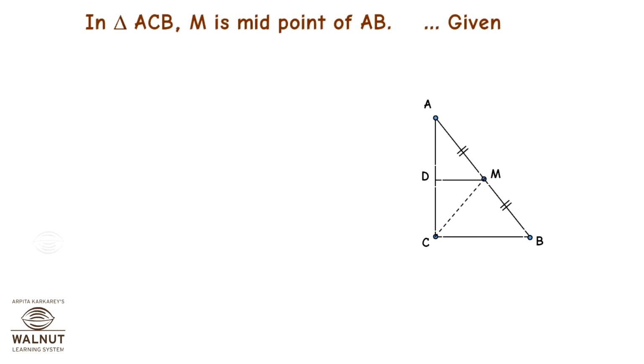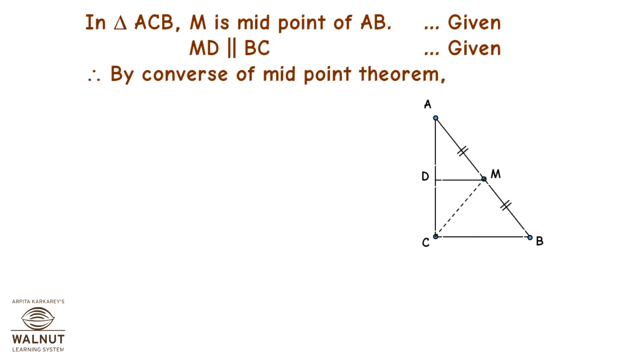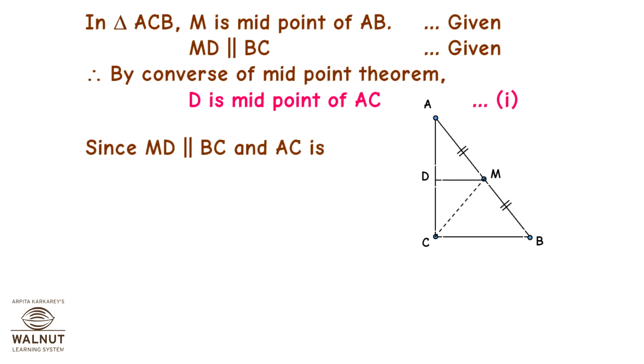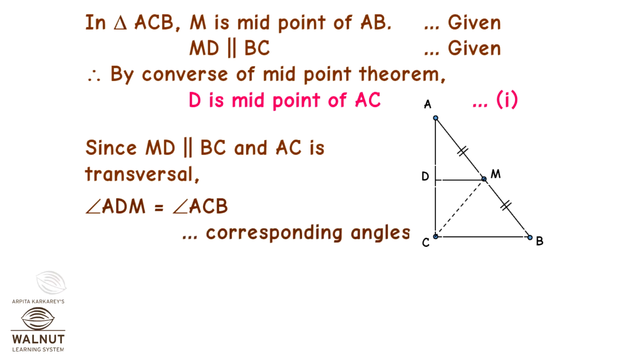In triangle ACB, M is the midpoint of AB, given. MD is parallel to BC, given. Therefore, by converse of midpoint theorem, D is the midpoint of AC. Let this be 1. Since MD is parallel to BC and AC is transversal, angle ADM is equal to angle ACB, corresponding angles. Therefore, angle ADM is equal to 90 degrees. So, MD is perpendicular to AC. Let this be 2.